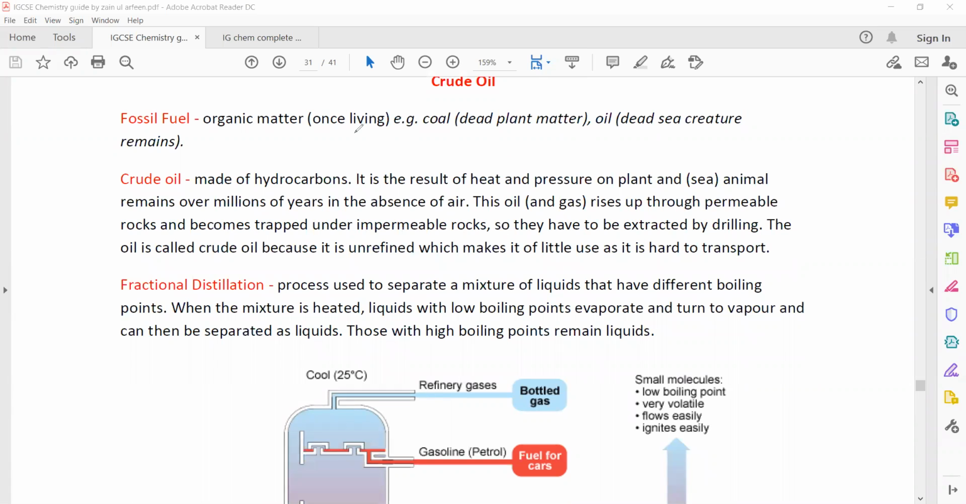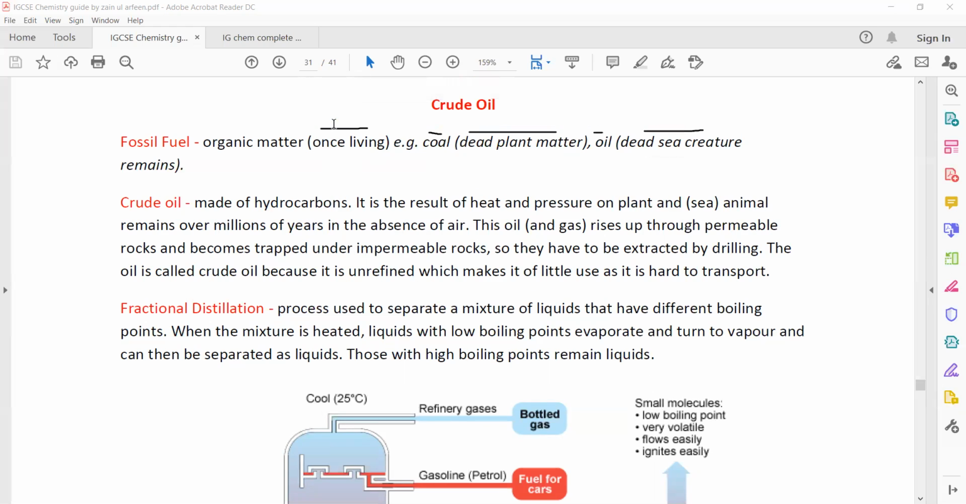Basically, it is organic matter which was once living. For example, coal is from dead plant matter, and oil is from dead sea creature remains such as plankton. So fossil fuel is organic matter which was once living. Coal, oil and gas are all examples of fossil fuel.